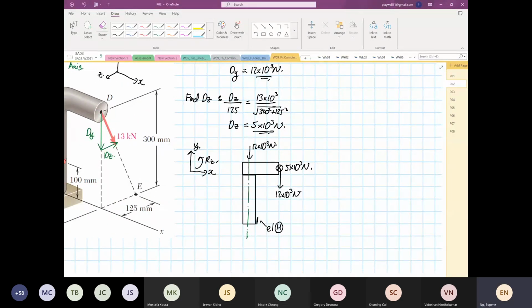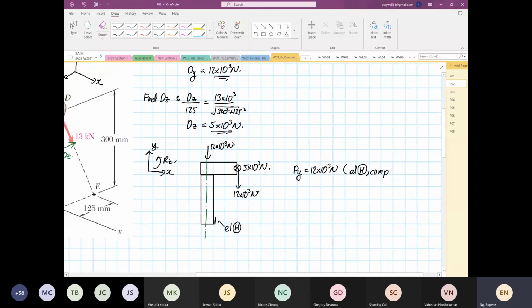So let's write in our first load. Our P in Y is going to generate 12 times 10 to the power 3 Newton, and on element H it is going to have a compression. If you want to write the formula, stress X is equal to Py divided by area. The area we're going to consider is the area where element H is located, so don't get confused. Then the next one is over here.